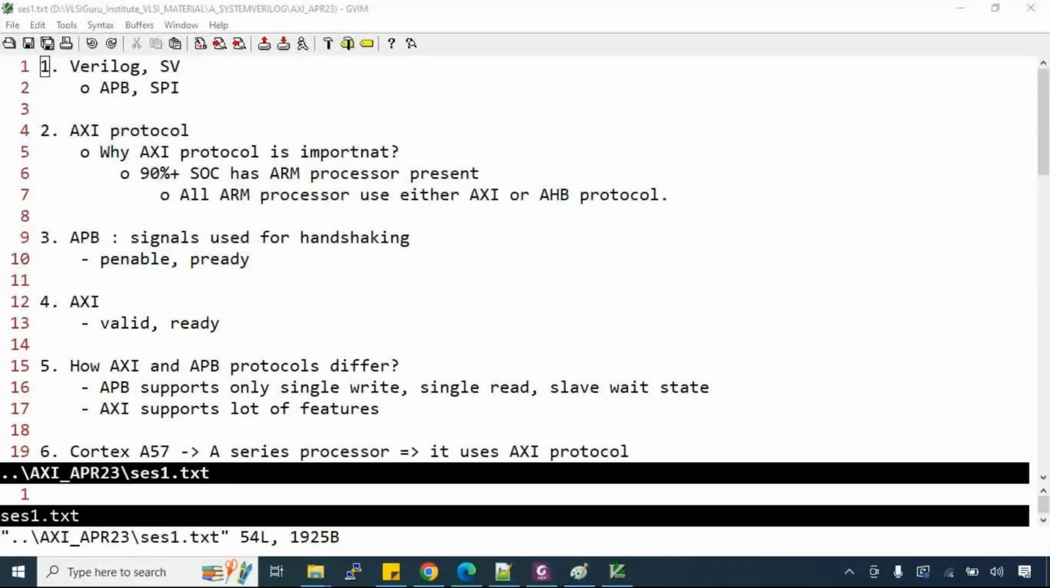Those who have attended the interviews would tell you that in any interview, the focus is on the depth of one topic rather than how many topics you know. One topic, let's say SV, how much depth you know. AXI, how much depth you know. Rather than saying I know 10 protocols, I know one protocol, I'm an expert in one protocol. That is what industry expects, because it indicates to the interviewer that if you can learn one thing in depth, you can learn the remaining 9 things also in the same depth.